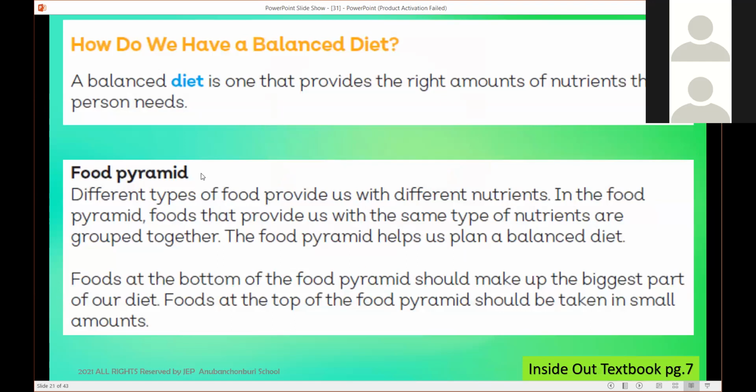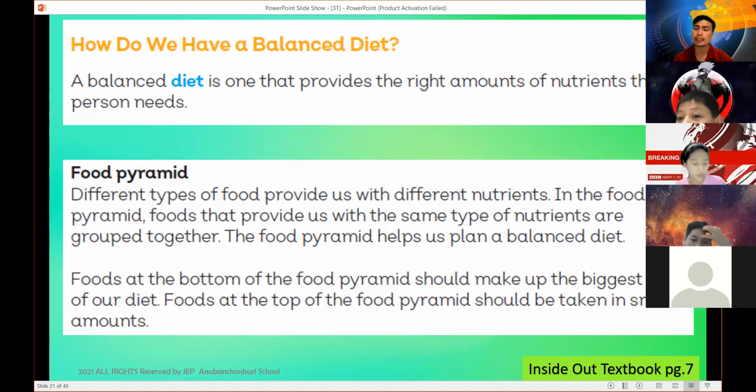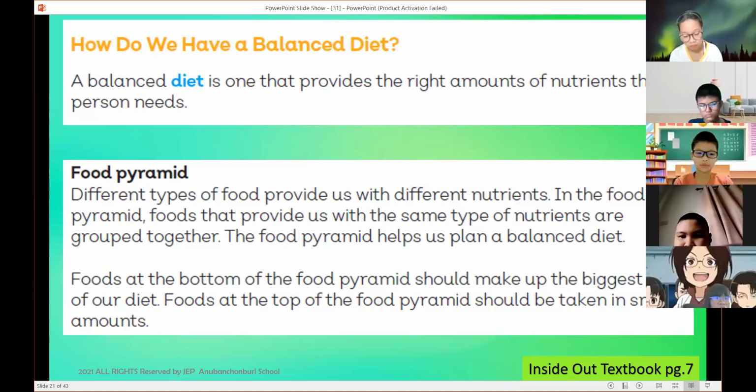Okay, so the first thing here, in order for us to have a balanced diet, is that we need to eat the right amounts of nutrients that our body needs. The first thing that we need to study here is the food pyramid, because the food pyramid is very helpful for us to determine if we are eating the right amount of food that our body needs.